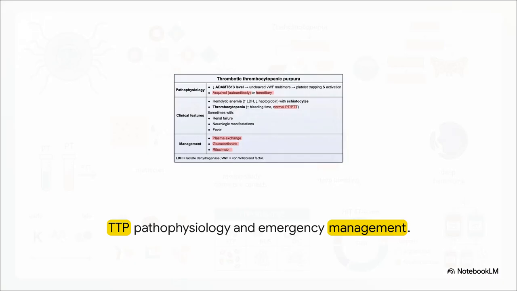Moving on to TTP, or thrombotic thrombocytopenic purpura. The big villain here is a decreased ADAMTS13 enzyme, which is often from an acquired autoantibody. Without it, you get these massive, uncleaved von Willebrand factor multimers circulating in the blood. They act like nets, trapping platelets and causing thrombocytopenia. Plus, you get microangiopathic hemolytic anemia with schistocytes, renal injury, neurologic symptoms, and fever. The emergency management here, urgent plasma exchange.